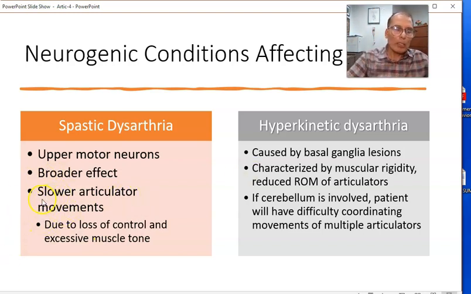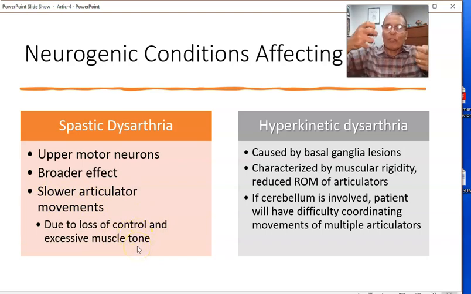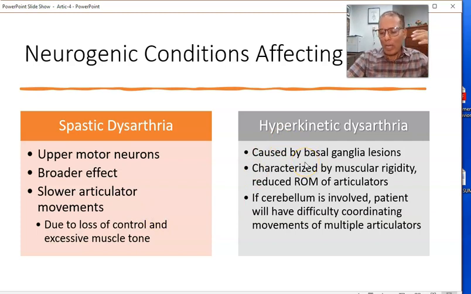The spastic dysarthria results in slower articulation, slower movements, and that is because of loss of control, and also there's excessive muscular tone, meaning muscular tension. Hyperkinetic is caused by damage to the basal ganglia, and it is characterized by muscular rigidity as well. The person has a reduced range of articulation.